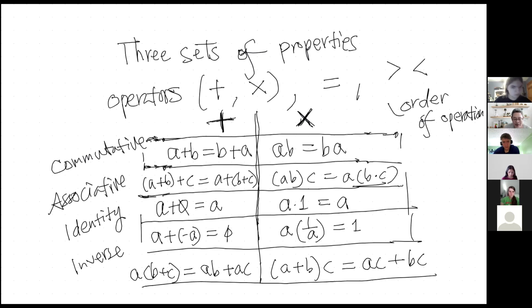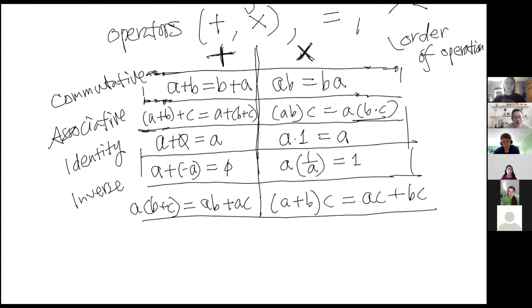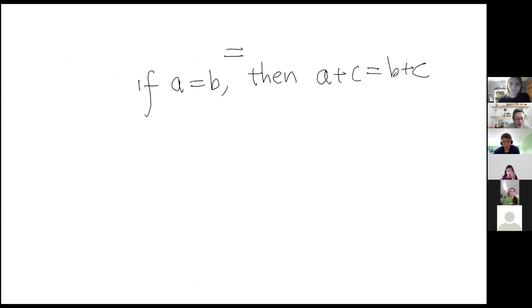Okay, so now we're going to look at the second set, which has to do with equality, which is actually pretty simple. We only have two properties. One is: if A equals B, then A plus C equals B plus C. This is called the addition property.